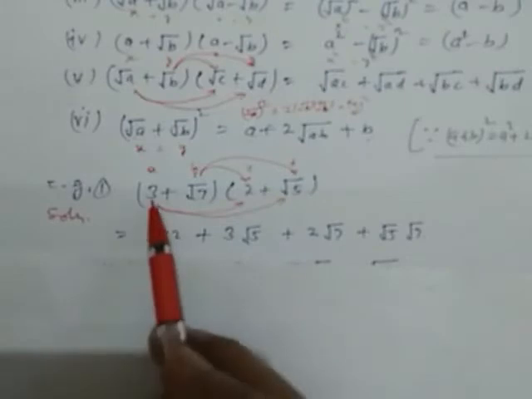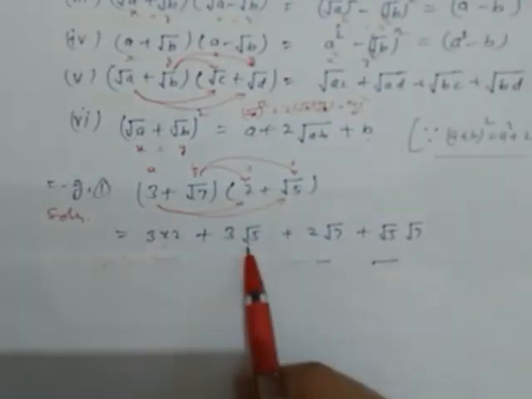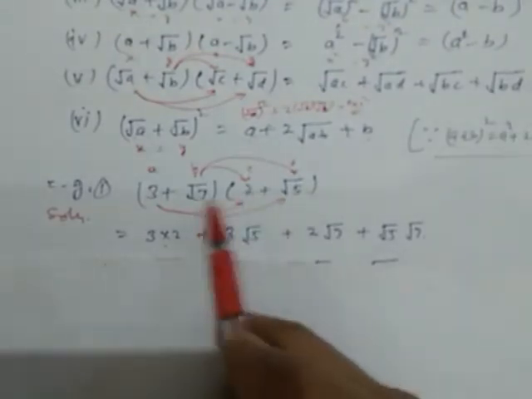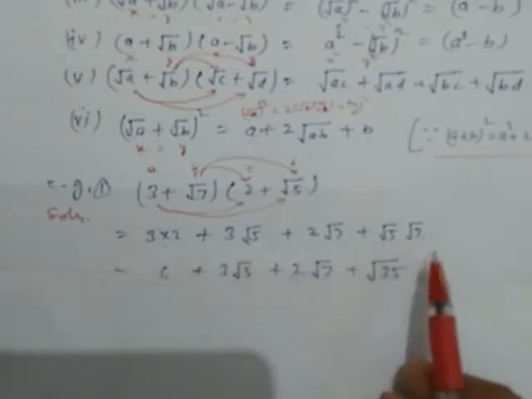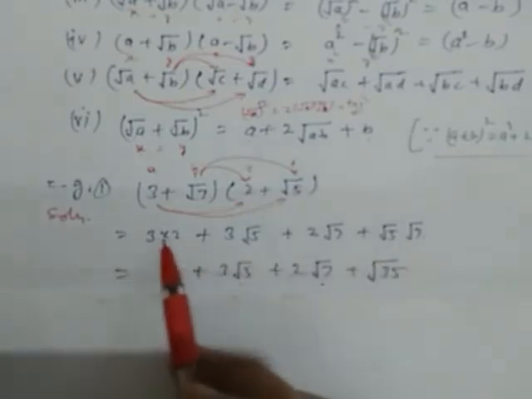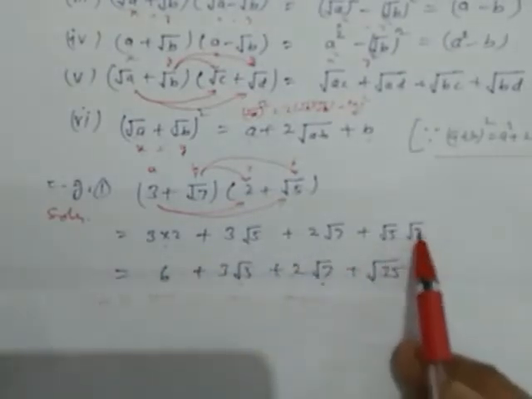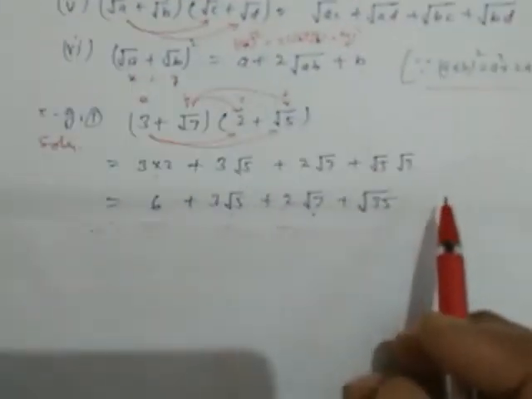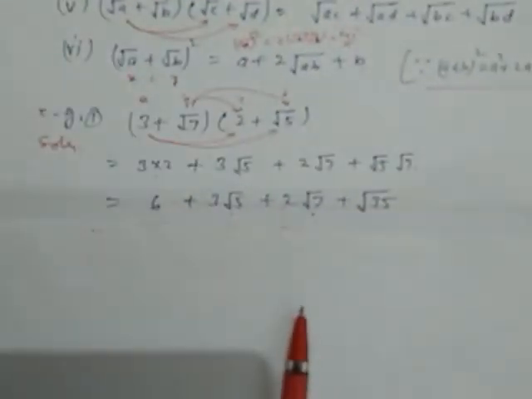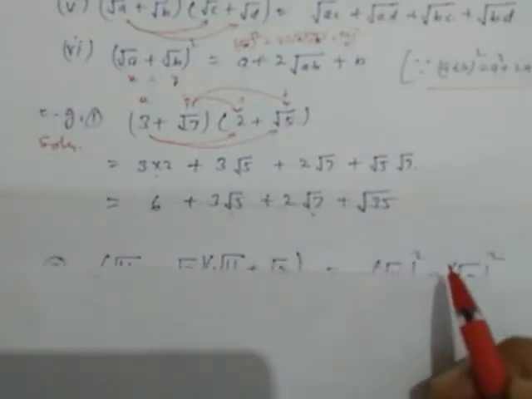Now open 3 into 2 here, 3 into root 5 here, root 7 into 2 to root 7, root 7 into root 5 here, root 5 into root 7. Okay. Now solve: 3 into 2 is 6, 3 root 5, 2 root 7, and this is 7 5 is 35, so root 35. Okay. This way we solve. This is our solution.